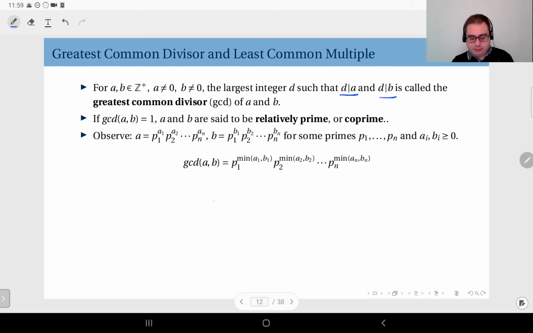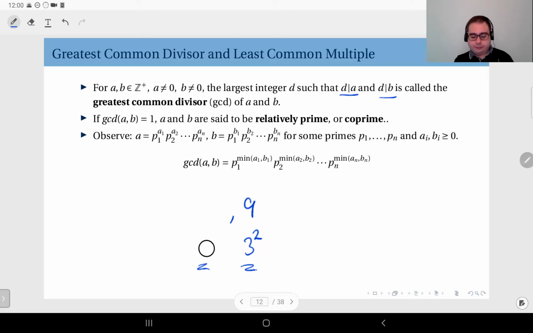Okay, for instance, 8 and 9, both of them are composite numbers. In fact, 8 is equal to 2 to power 3 and 9 is equal to 3 to power 2. However, their GCD is 1. The greatest common divisor of 8 and 9 is 1, which means they do not have any common prime factors, which is obvious again from these prime factorizations. And therefore, we say that these numbers are relatively prime or co-prime.